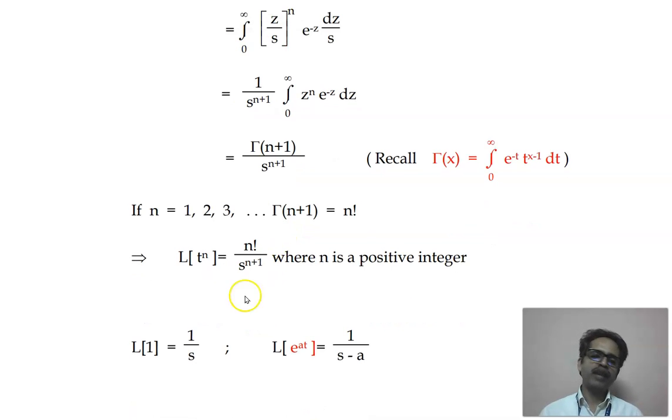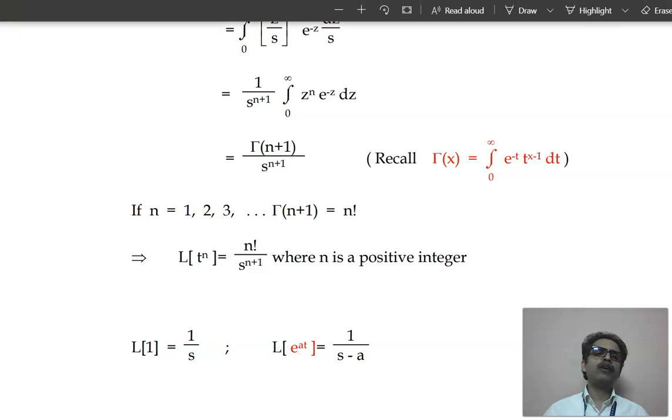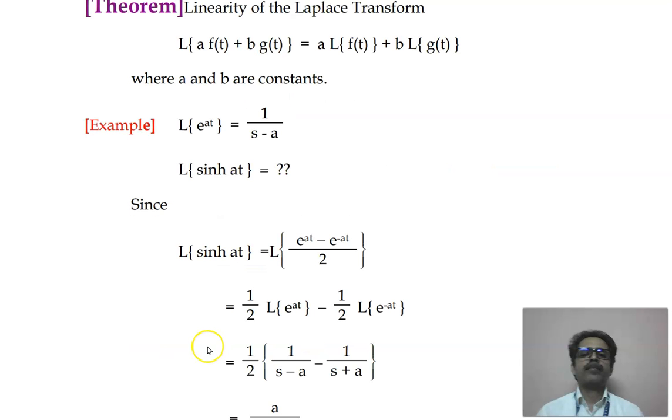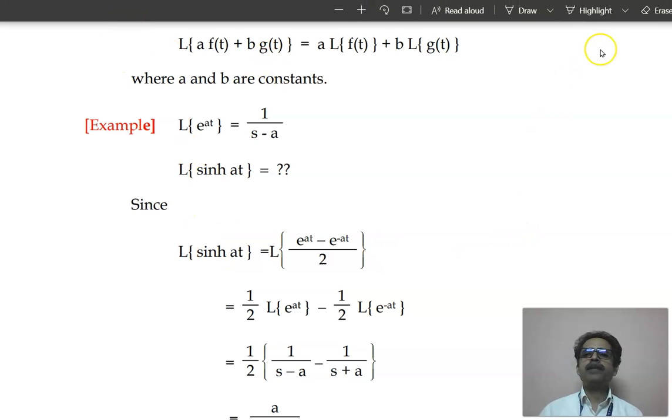And we can prove some standard results like Laplace of 1 is 1 upon s, Laplace of e raised to at is 1 upon s minus a. If you apply the definition, easily you will find this kind of result. Let's see the important property of Laplace transform, that is the linear property. Fine.